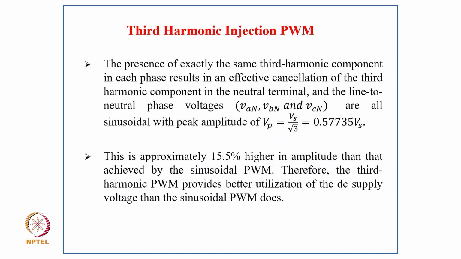So the presence of exactly the same third harmonic component in each phase results in an effective cancellation of the third harmonic component in the neutral terminal, and the line-to-neutral phase voltages VAN, VBN and VCN are small sinusoids with a peak amplitude of Vp equal to Vs by root 3, equal to 0.57735 Vs. This is approximately 15.5% higher in amplitude than that achieved by sinusoidal PWM, and therefore the third harmonic PWM provides better utilization of the DC supply voltage than sinusoidal PWM does.